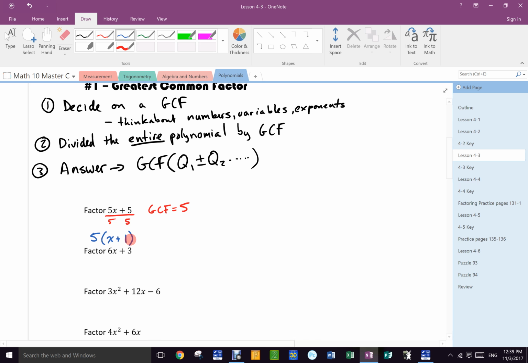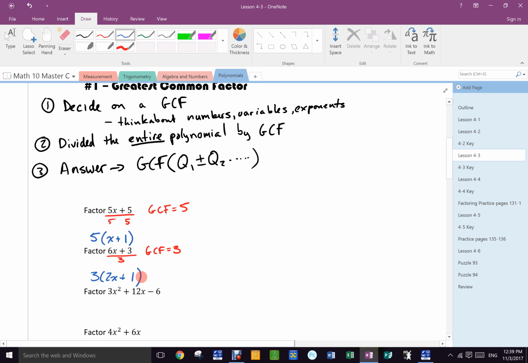Okay. In the second one, what's my GCF? So what do I do with that? Divide everything by 3. What's my GCF? Sorry. 3. What's my first quotient? 2x. Plus, what's my second quotient? 1. And I'm done.